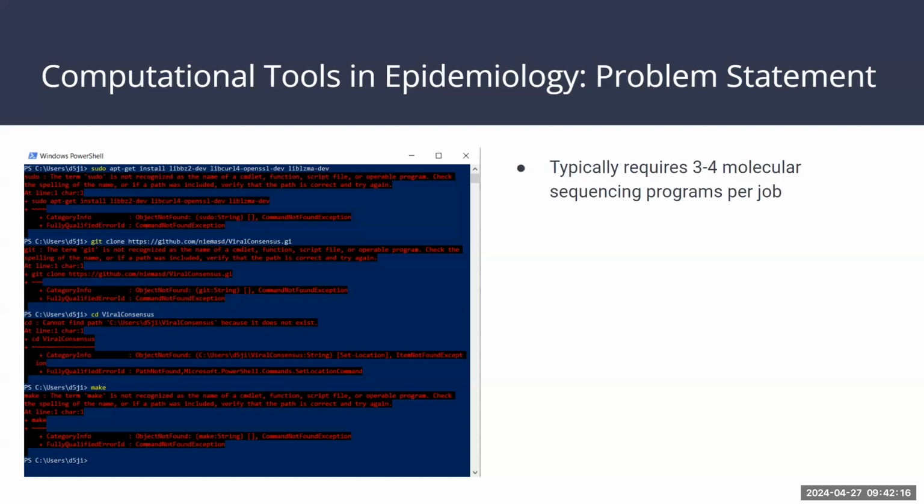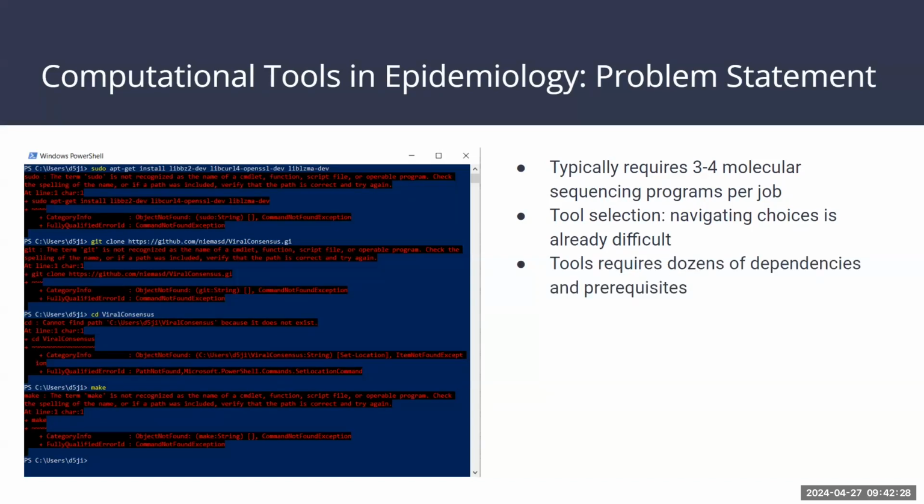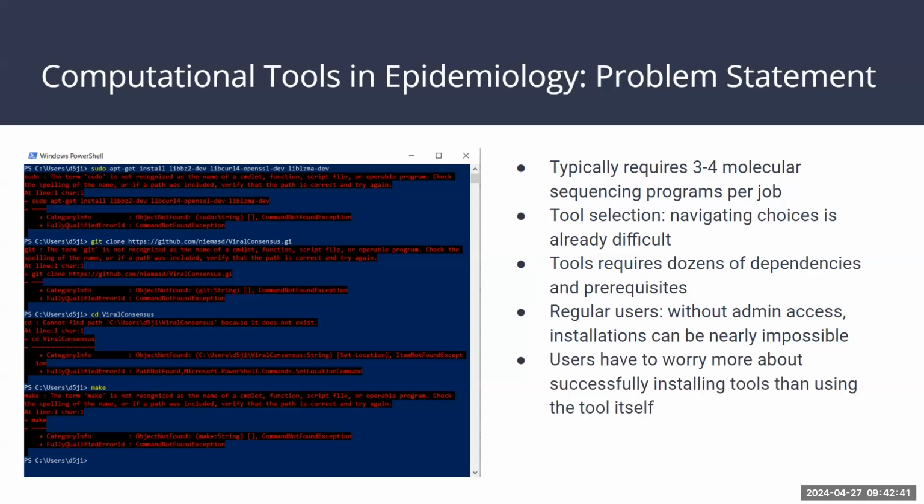This is further exacerbated when you have to use 3 to 4 molecular sequencing programs per job. Picking the tool that you want to use is already difficult, and these tools sometimes require dozens of dependencies and prerequisites. For regular users, say someone working in a lab on a workstation without administrator access, these installations can be nearly impossible. So now, instead of actually using tools, users have to worry more about successfully installing the tool.